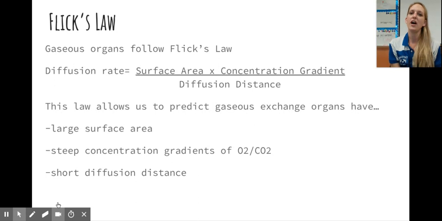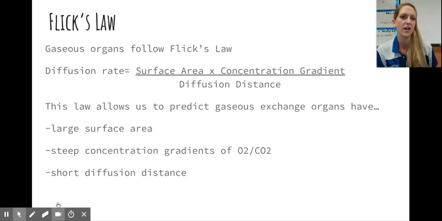Fick's law. So this is going to be for gaseous organs, and it's going to talk about the rate of diffusion. So the rate of diffusion, or particles going from a high concentration to a low concentration, is figured by taking the surface area, multiplying it by your concentration gradient, and dividing by the distance that particle is going to have to diffuse. So this law will allow us to predict gaseous exchange organs if they have a large surface area, if they have really steep concentration gradients, like a big difference between oxygen and carbon dioxide, and a short diffusion distance.